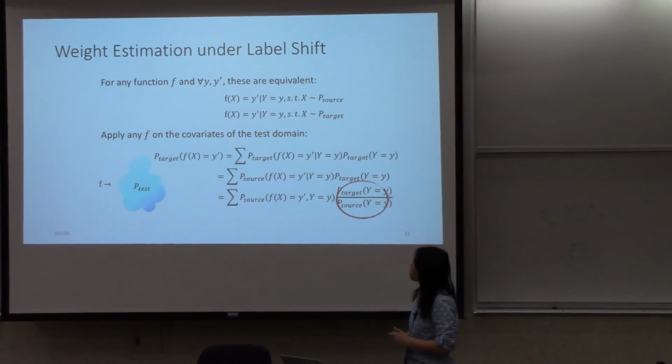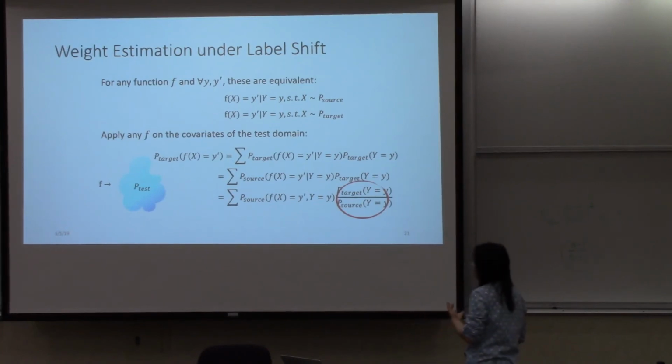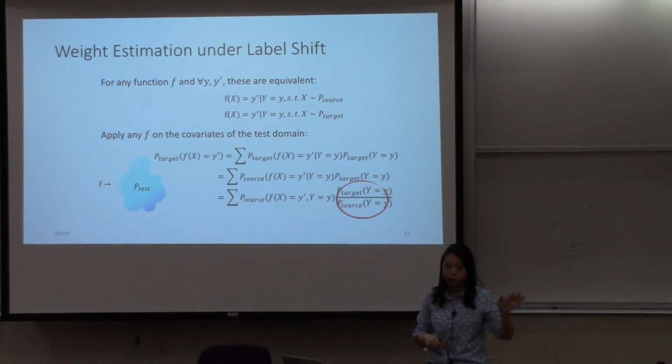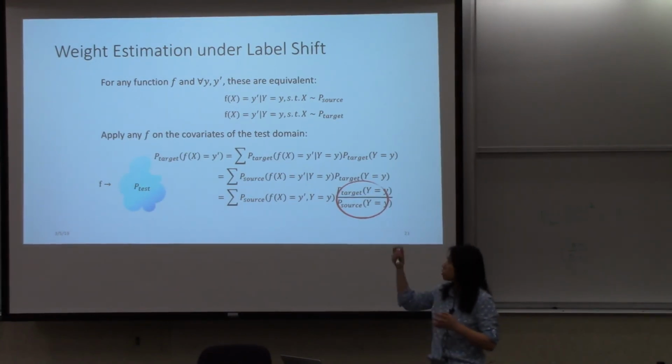So I'll introduce this method, first proposed, I think, last year. It's called black box shift estimation, using class ratio estimation with a black box predictor. But actually, this idea originated many years ago, for using this kind of method to do class ratio estimation.